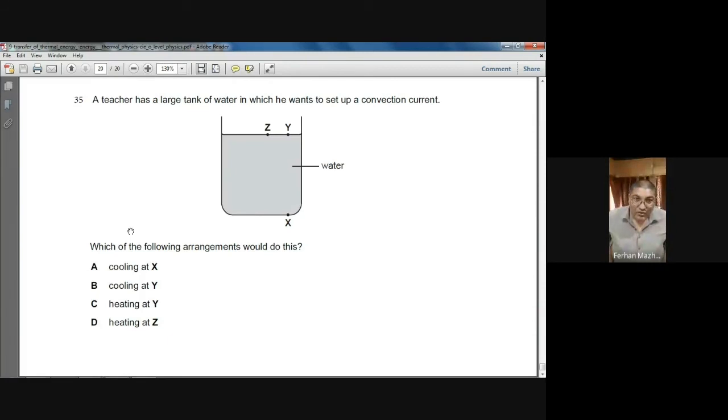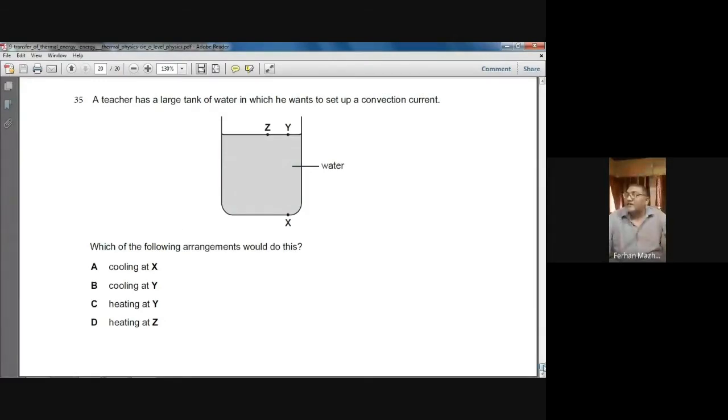What do you say? B, sir. B is the option to set up convection currents in the body of water. If you are doing it with cooling, it should be done from the top. So cooling at Y is the right option. That was question number 35. B is the right option.